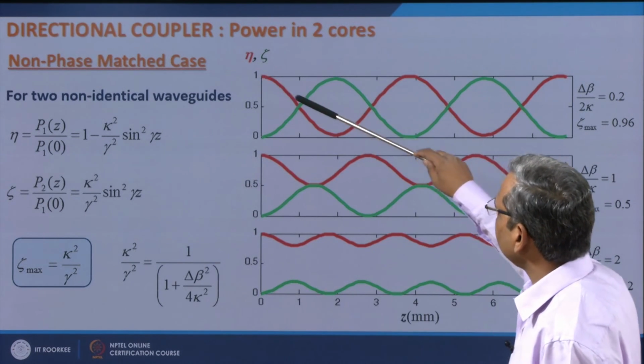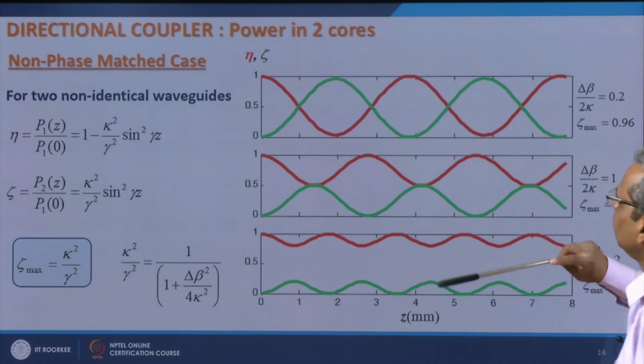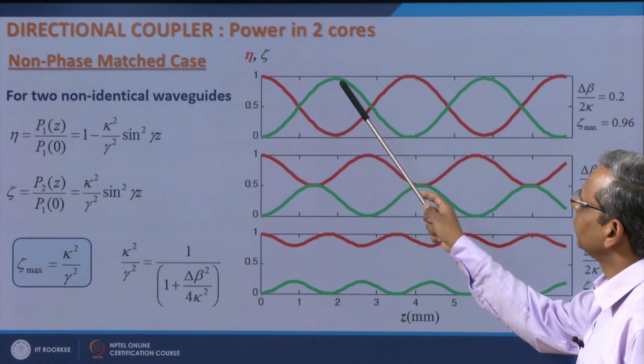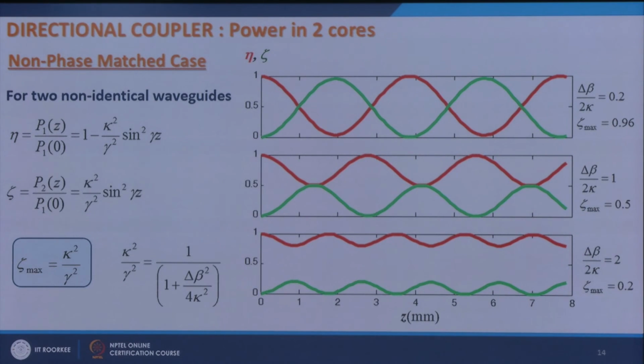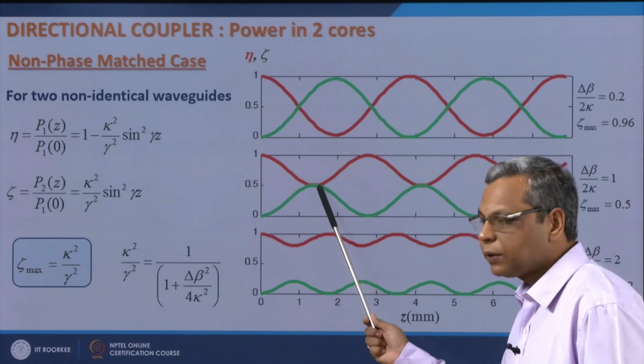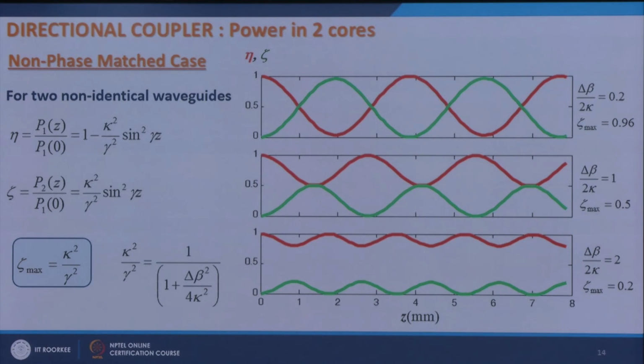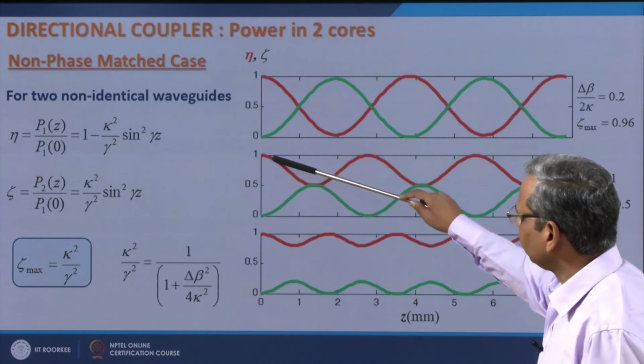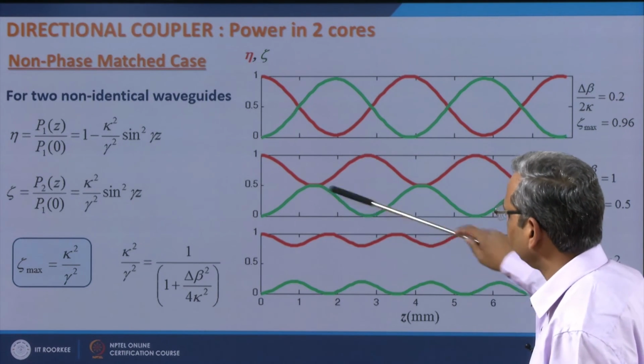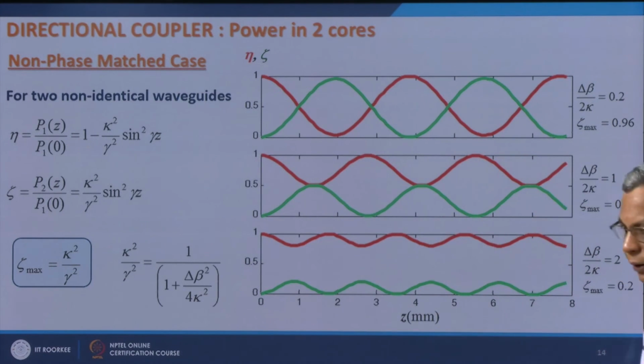So, this is the variation of eta and this is the variation of zeta. You can see that only 96% power can be coupled from core 1 to core 2, but delta beta is very small here. If I have delta beta over 2 kappa equal to 1, then zeta max is just 0.5. It means that the maximum power that can be coupled from core 1 to core 2 is 50%. So, the power in core 1 will oscillate like this and power in core 2 will oscillate like this, it will never cross the 50% mark here.